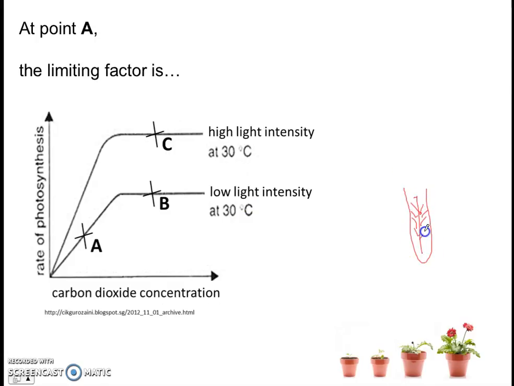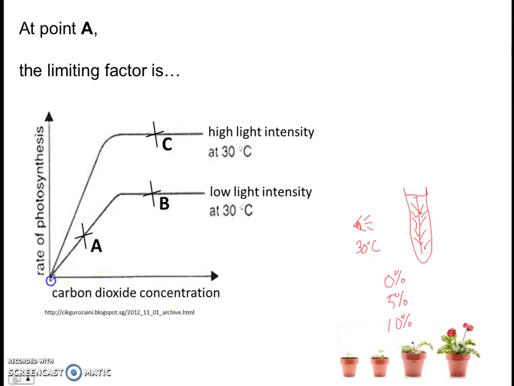low light intensity. So imagine this is my underwater plant again in a test tube. And I'm putting it at a very low light intensity. So this is my light and it's a very low intensity. And at 30 degrees Celsius. Now what I do is that I expose this plant to different carbon dioxide concentrations. 0%, 5%, 10% carbon dioxide concentration.